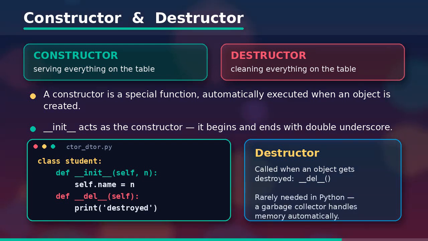Destructors are called when an object gets destroyed. The __del__ method, again with double underscores, is the destructor. In Python, destructors are rarely needed because Python has a garbage collector that handles memory management automatically.